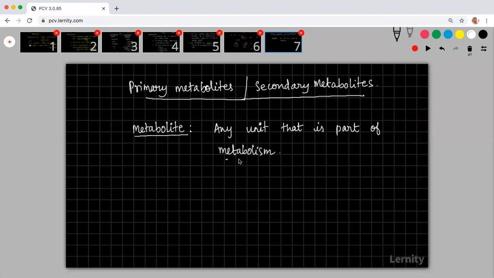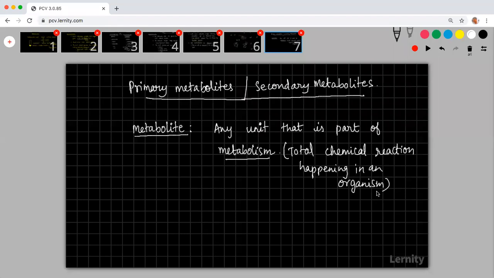Metabolism is the total chemical reaction happening in your body. It is the total chemical reaction that is happening in an organism. So any chemical in your body can be called what? Metabolite, because it will be part of the metabolism. You know what is metabolism exactly. It has two parts, catabolism and anabolism.